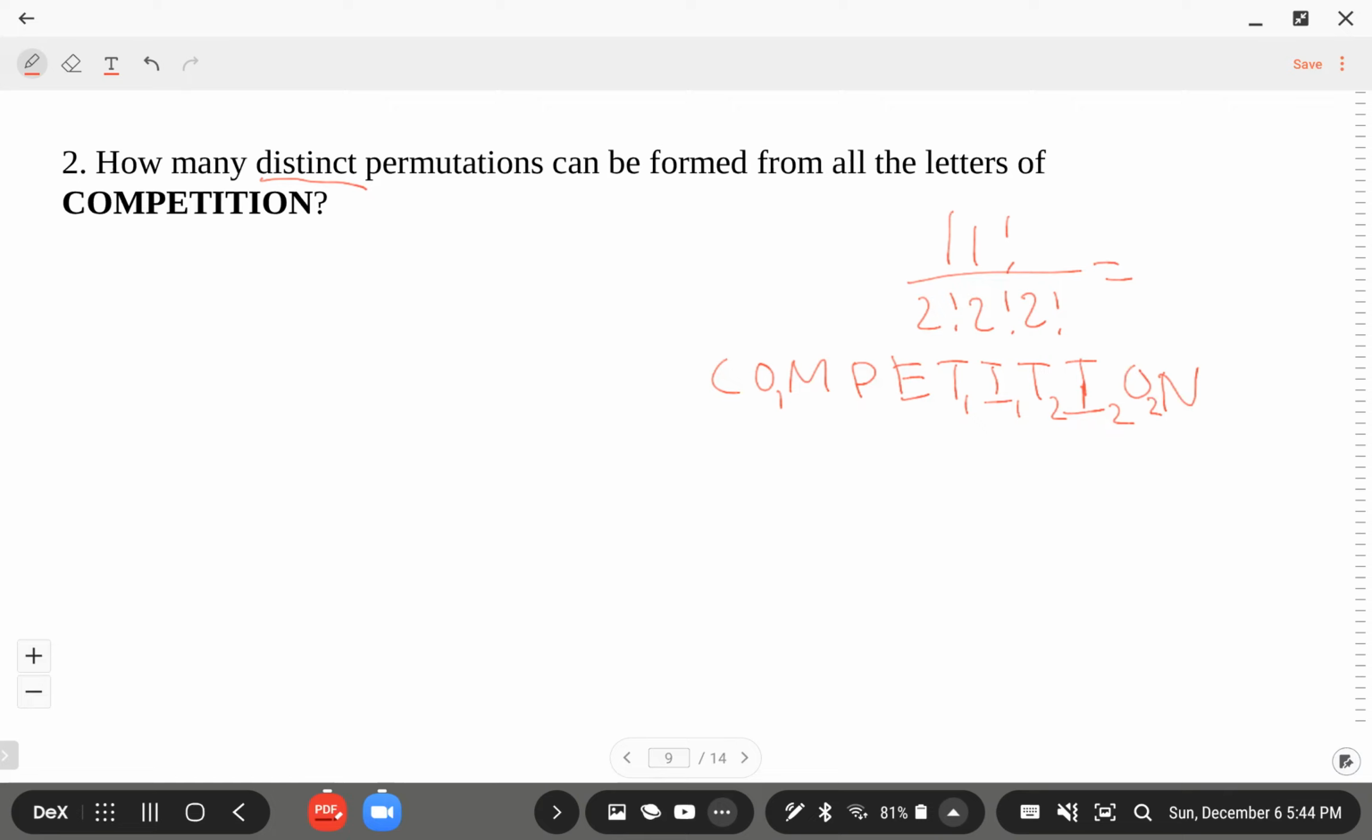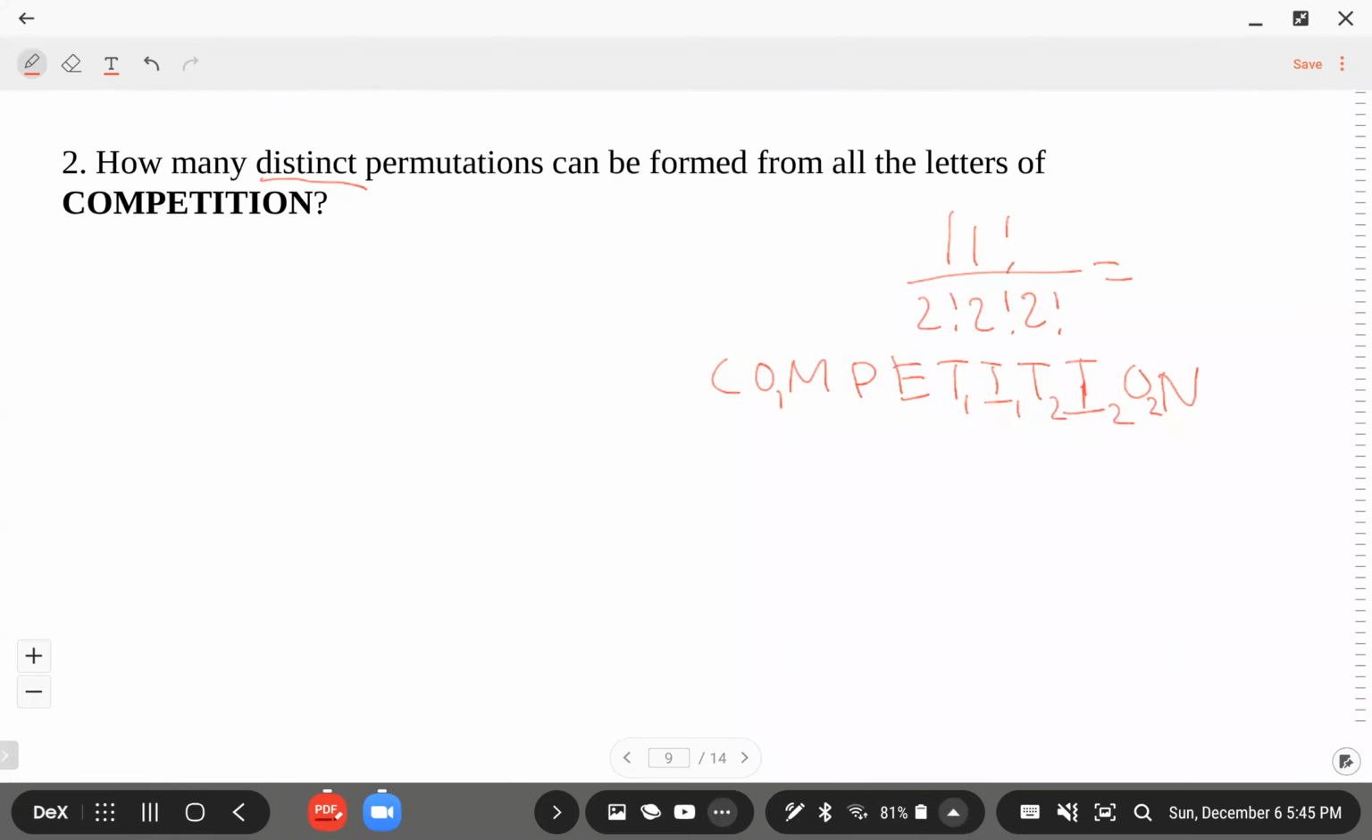Now, if this was just permutations, of course, this would just be 11 factorial, but in this case, we want distinct permutations. This word distinct will show up a lot of times. So 11 factorial over 2 factorial times 2 factorial times 2 factorial. So that will be a lot. That's all I can say. So let me actually solve this one.